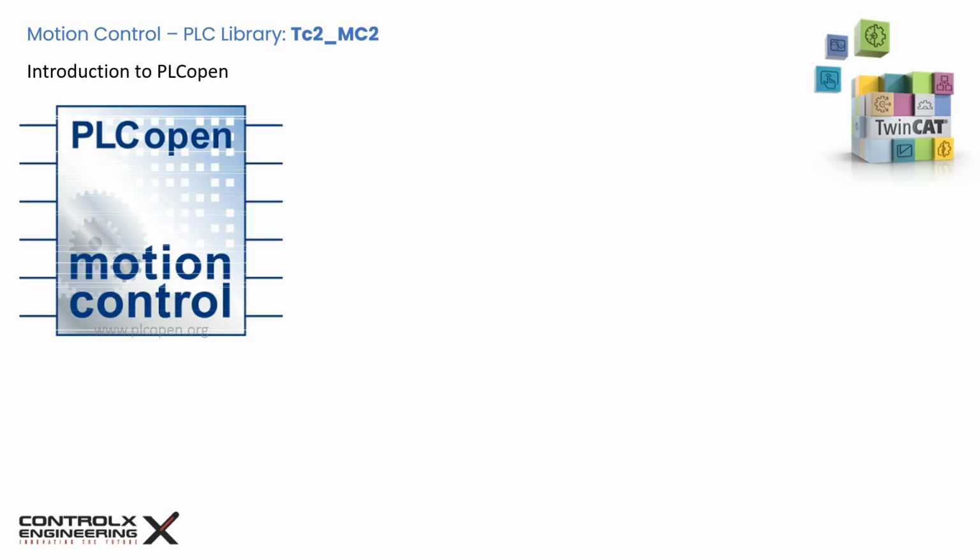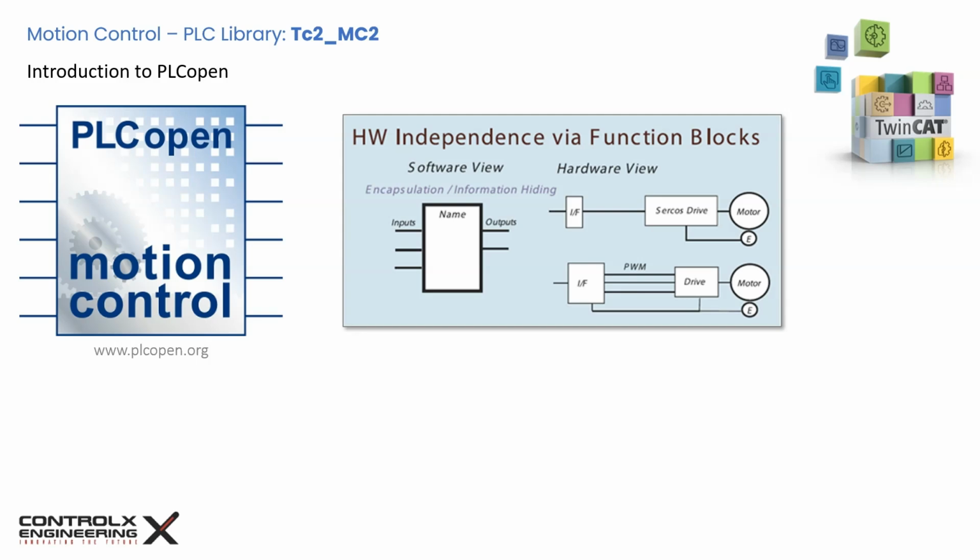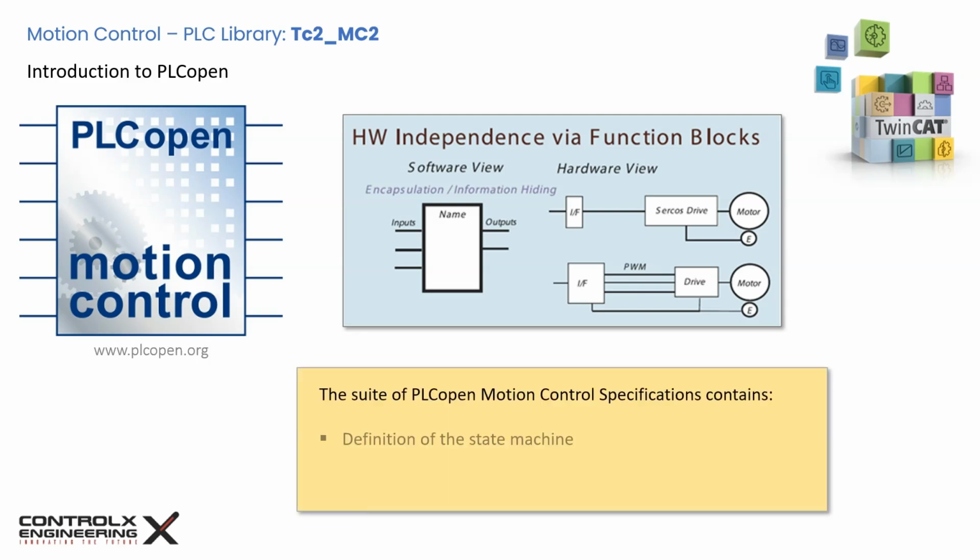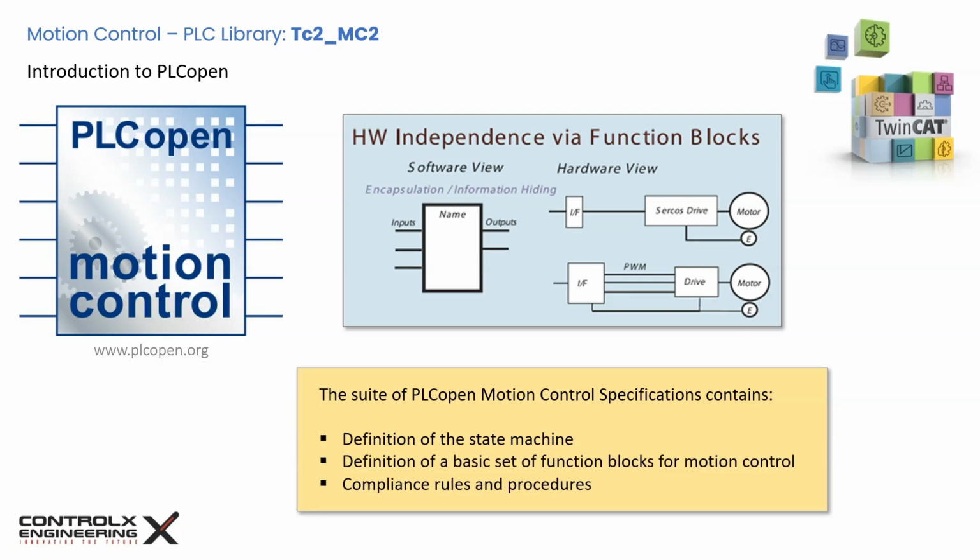The TC2MC2 library contains function blocks for programming motion-related machine applications. It is based on the PLCopen specification for motion control function blocks. PLCopen is a vendor- and product-independent association for topics related to industrial control programming. The PLCopen motion standard provides a way to have standard application libraries that are reusable for multiple hardware platforms. PLCopen specifications contain definitions of state machines, which we will be reviewing next, and definitions of a basic set of motion control function blocks. We will explore the most important function blocks and use them in a PLC project to run our axis later. And finally, compliance rules and procedures for use of these function blocks are also defined.